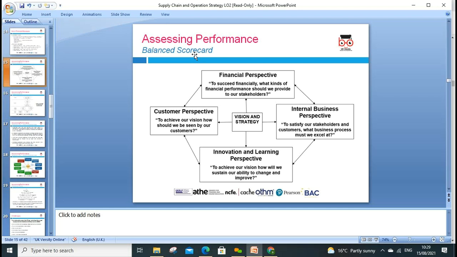We don't just look at the financial side, but we can look at what we learn from it, what the internal processes are. Are we satisfying the stakeholders? Do we know the difference between stakeholders and shareholders?